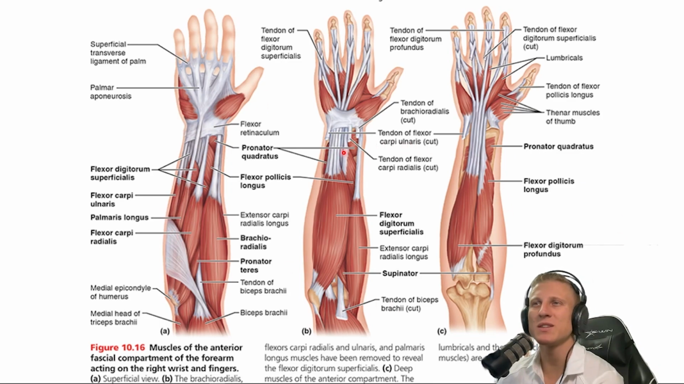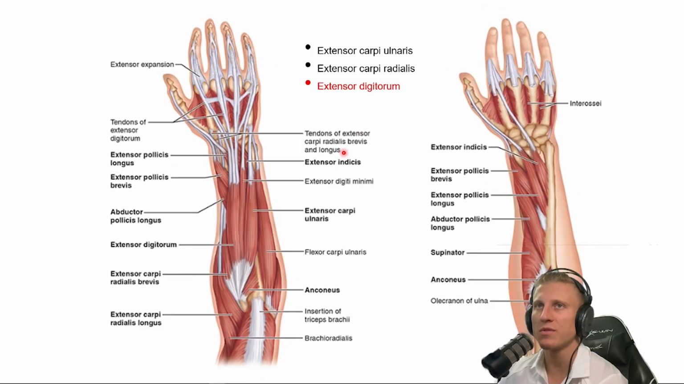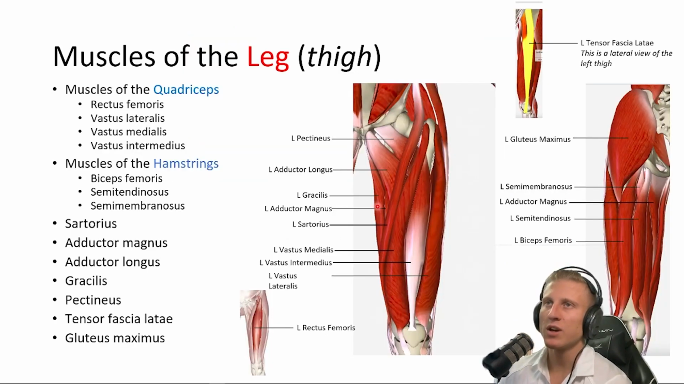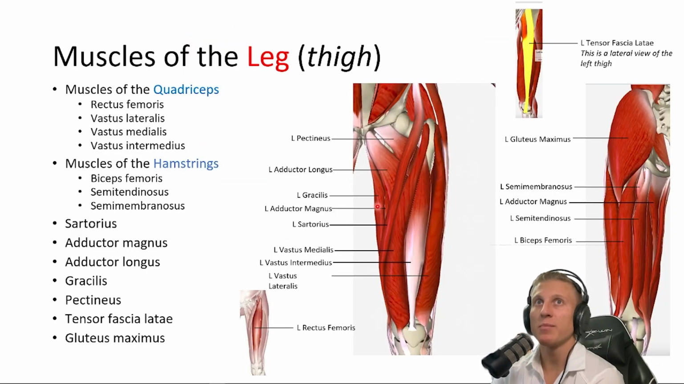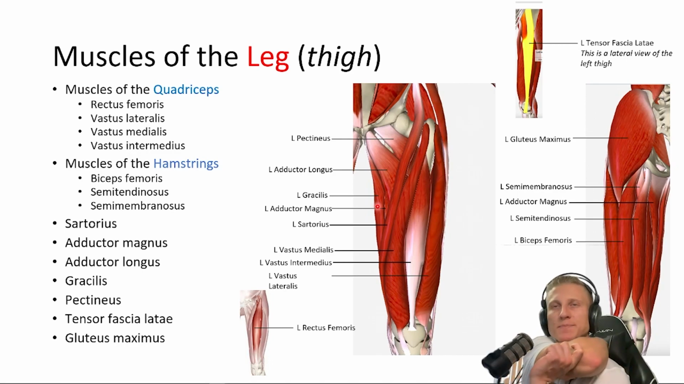So yeah, this is just basically another perspective on the muscles that we've already discussed. And this is going to be the same thing for the extensor side. We can see the extensor digitorum right here, extensor carpi ulnaris, that sort of stuff. Yeah, just wanted to give you guys another perspective there. But moving quickly because we're already at like 40 minutes.